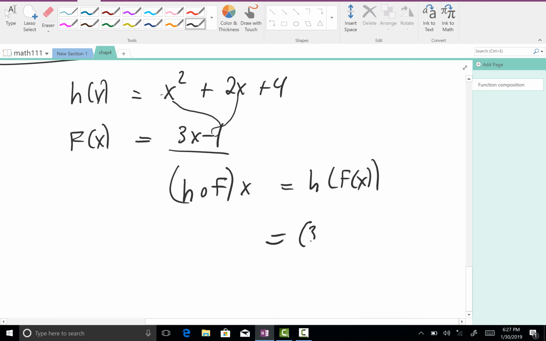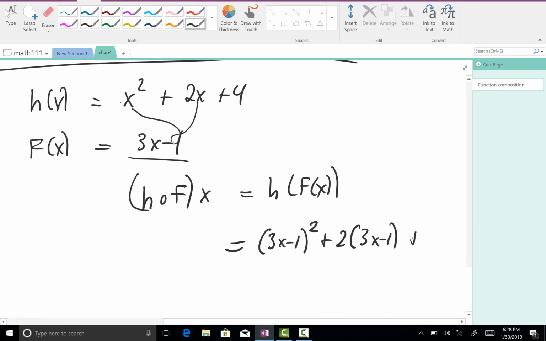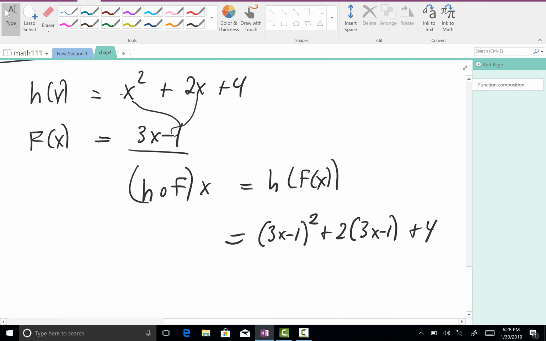So here we go. We're going to go 3x minus 1 squared plus 2 times 3x minus 1 plus 4. We're putting it in both spots. Then we just have to do some algebra and clean it up a little bit because it's not real clean right now. I'm going to FOIL that. So I'm going to write it twice. That's what I like to say. Write it twice: 9x squared minus 3x plus 1.